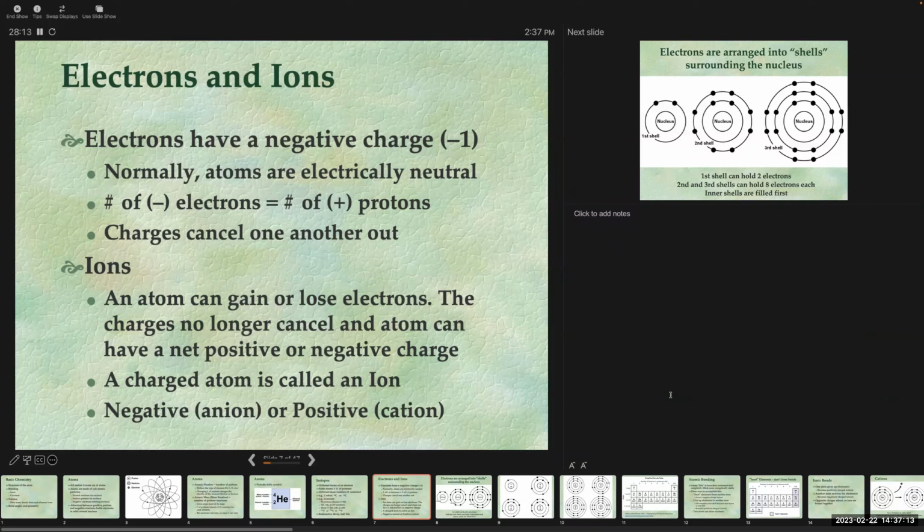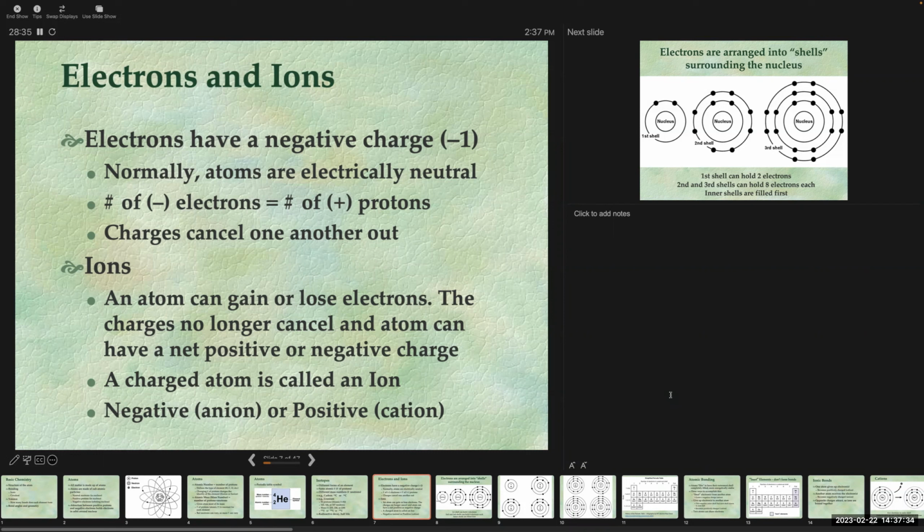Even though it's got negative electrons orbiting positive protons, the total charge cancels out because the electrons and the protons are equal to one another, so you don't have any net charge. And then you can have as many neutrons as you want, because neutrons, by definition, are electrically neutral, so they don't contribute anything to the charge of the atom.